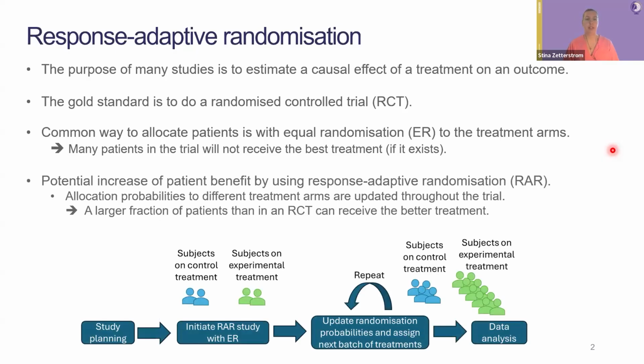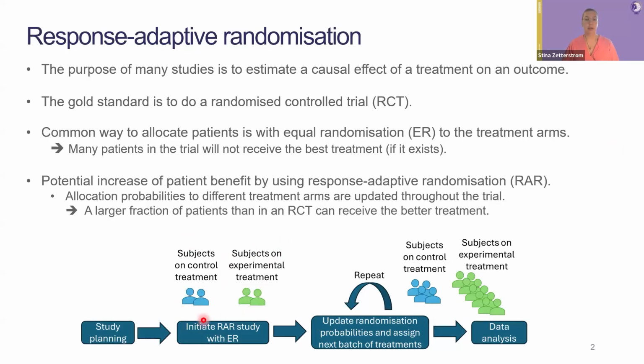An alternative that potentially can increase the patient benefit within the trial is using a response adaptive randomization, or a RAR. And in a RAR design, the allocation probabilities to the different treatment arms are updated throughout the trial, which means that a larger fraction of patients than in an RCT can receive the better treatment. And this figure here illustrates the RAR procedure.